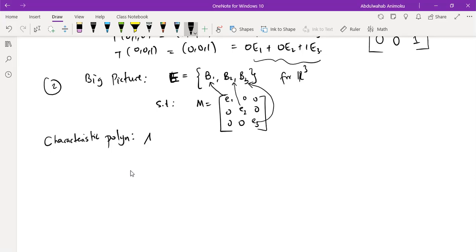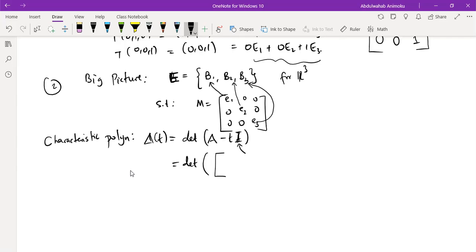Now, how do we define this? Let's define it as a function of t. This is basically the determinant of the matrix of transformation relative to the standard basis minus t I, where I is the identity matrix, the n by n identity matrix, depending on what dimension A is. So what does this mean? This basically means we are going to find the determinant of what?